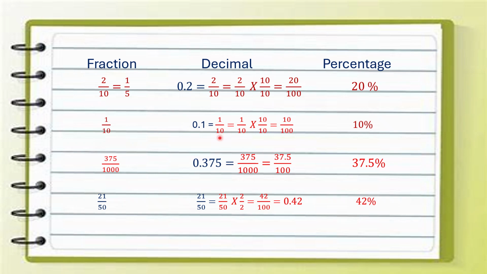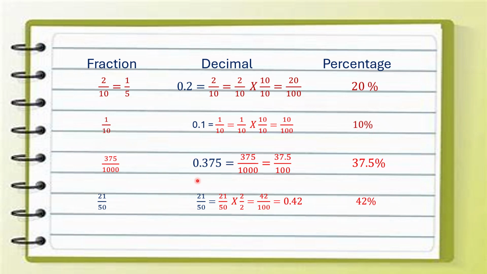So 0.1, how can we write it as a fraction? That is 1 by 10. So we have converted into fraction. Now what do we have to do? We should convert into percentage. So what is the rule? The denominator should be 100. So for that, we multiply 10 by 10. So 1 by 10 into 10 by 10. So 1 into 10 is 10. 10 into 10 is 100. Now 10 by 100 is 10 percentage.